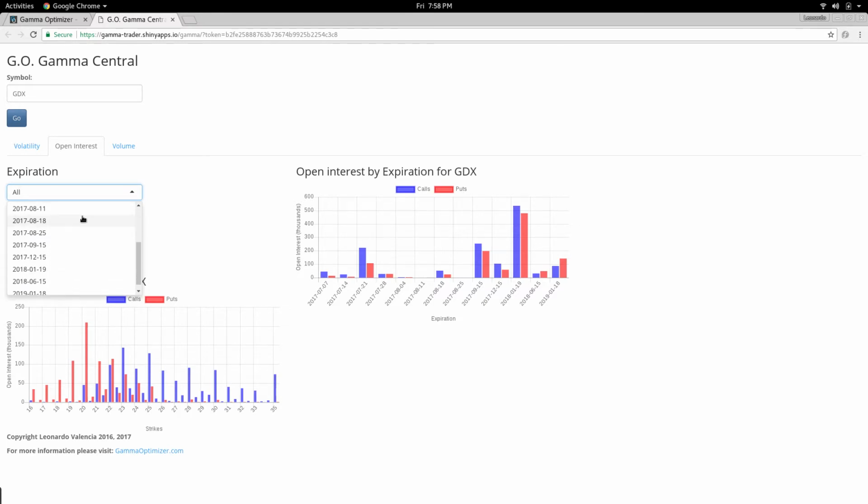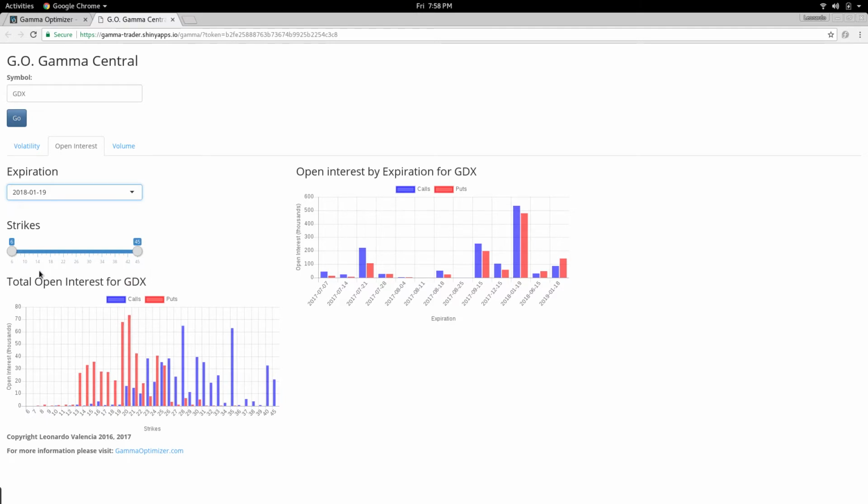For instance, we could focus on the January 19 and see what is going on there. So we can focus on the January 19 and it shows you the open interest for January 19. And you can see that the 20 puts are really active there. The number that you see is by the thousands.